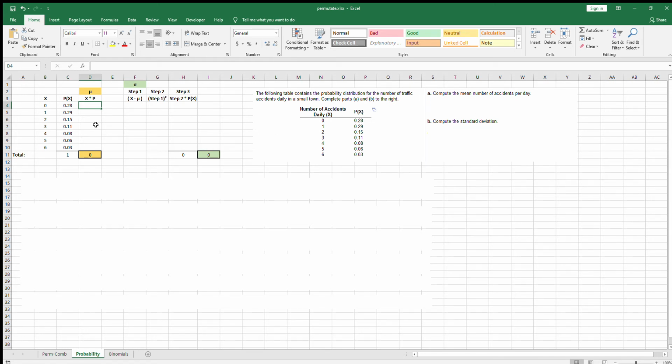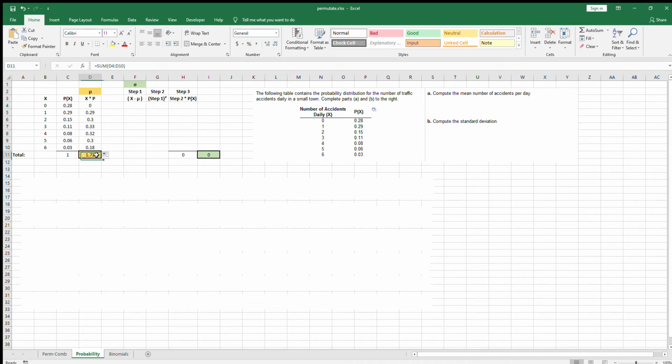To get the mean, we're going to multiply the number of accidents in a day with the probability that there's that many accidents in a day. So we can see here there's essentially a 28% chance there's 0 accidents in a day. And all we're going to do is press equals. We're going to multiply the number of accidents times the probability that there's an accident to get the weighted probability. And we're going to drag that all the way down.